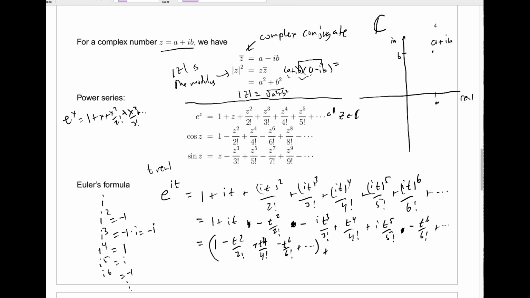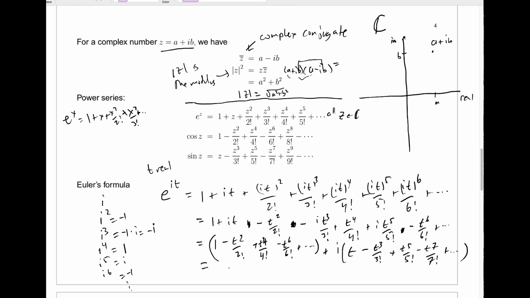And then all the other terms are multiplied by an I. So I'll factor out the I. And what do I have left? I have t. Then I get this term minus t cubed over 3 factorial. Then I get a plus t to the 5th over 5 factorial. The next term coming up would be a minus t to the 7th over 7 factorial. And it would keep going like that.